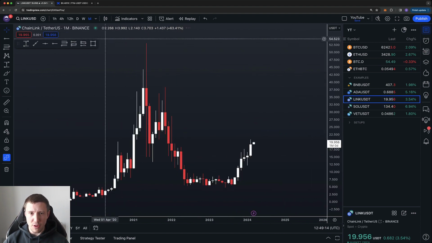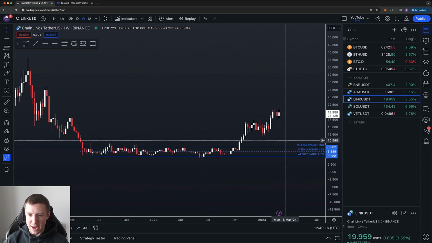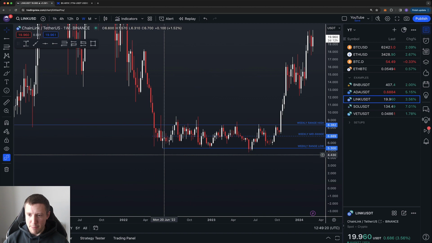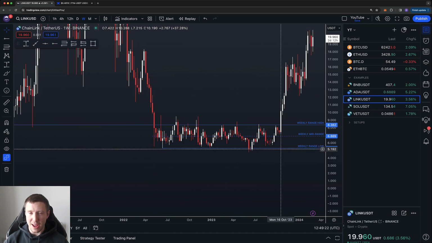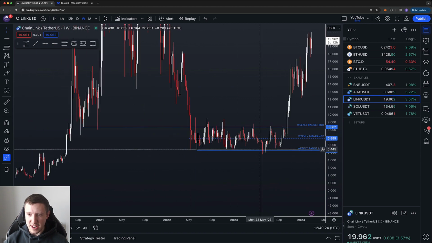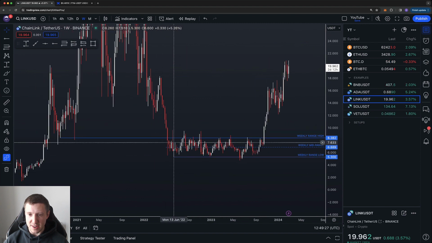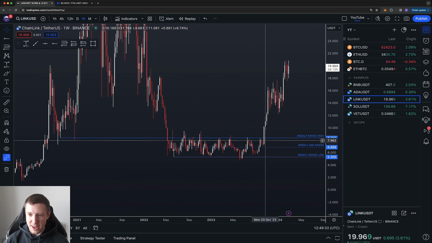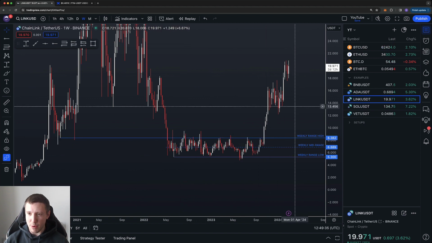Other examples, we've got Link. If we go to the weekly time frame, again, this was stuck in a range for a long time, as you can see, from May 2022 until we finally broke out in October 2023. But you can see clear levels of support and resistance, sideways chop, and then once we got that breakout, you can see we had that deviation back in August 2022, got back inside. So then that second deviation, bang, we were off to the races.